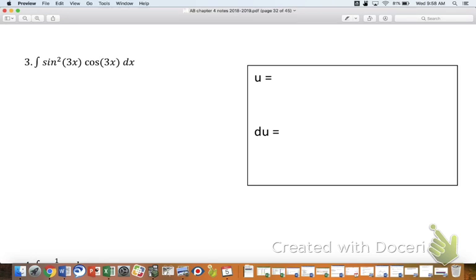So I do have some advice for you, because you could make your inside function 3x, no problem. You could also make your inside function sine of 3x. And maybe, you know what, this would probably be wise for me to write this out. Are you guys all comfortable with the idea that sine squared of 3x is really sine of 3x, quantity squared? Like as far as notational stuff? Okay. So you definitely would need to see that in order to understand this.